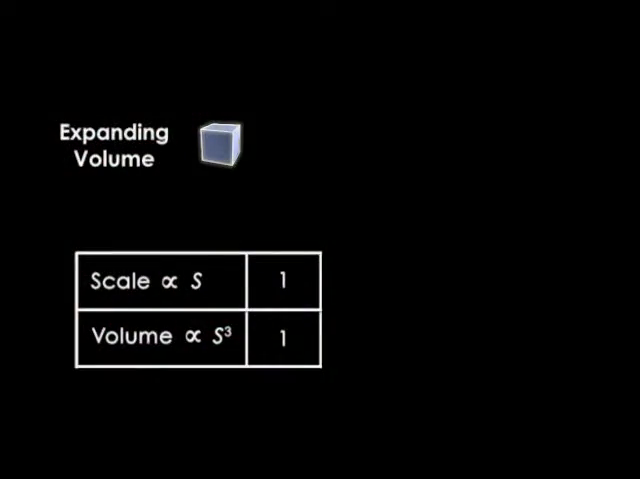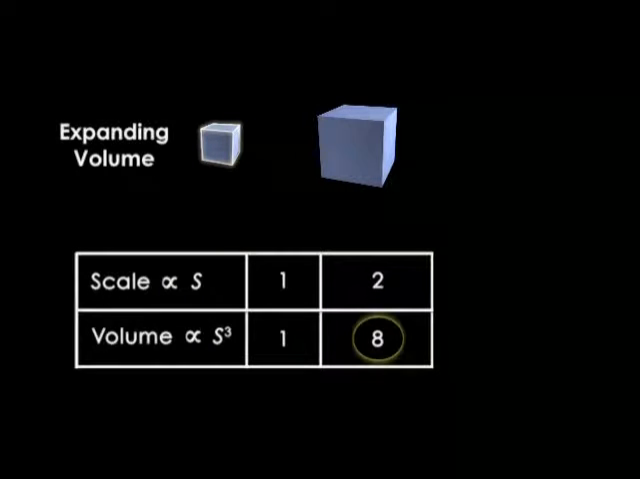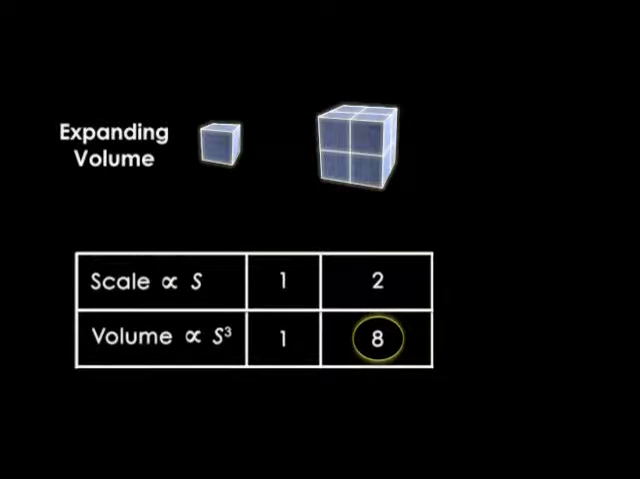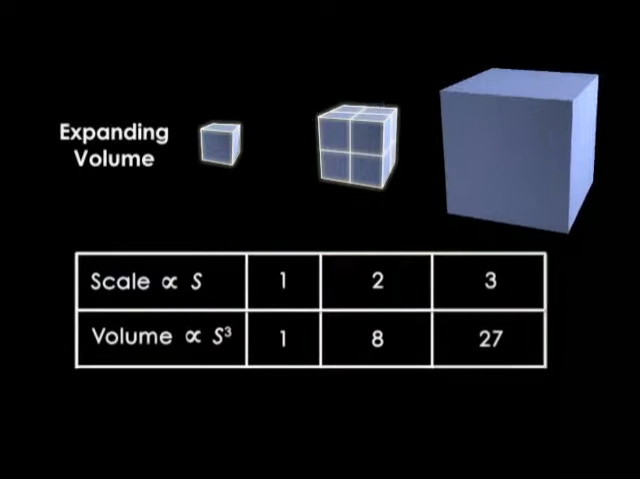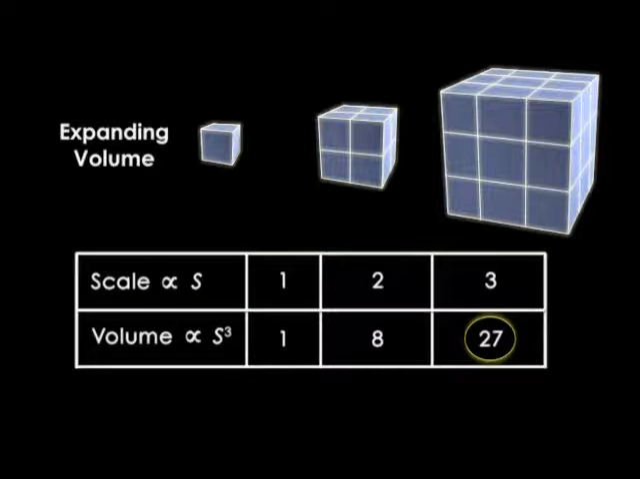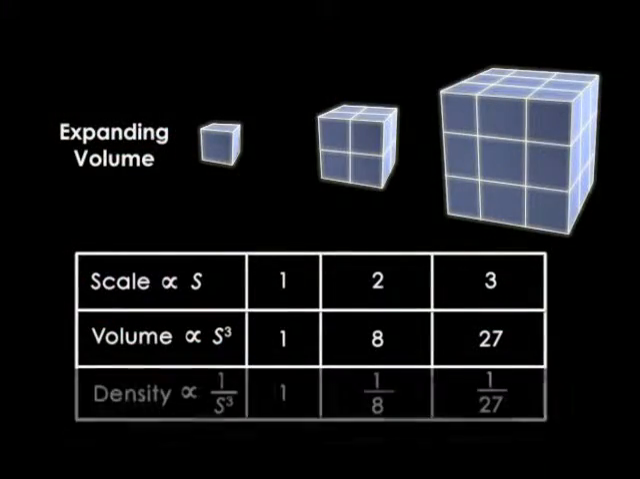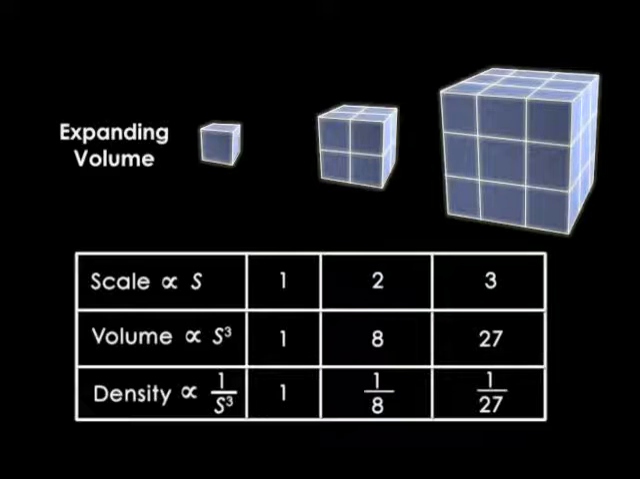See, if we have a box and double its size, its volume goes up by 2 cubed, or 8. Triple its size, and the volume goes up by 27. Now then, if that box contains gas, then the gas gets spread thinner throughout its increased volume. And so the gas density drops as the box gets bigger. It drops to an 1/8 and then to a 27th. So it drops in proportion to the scale factor cubed.